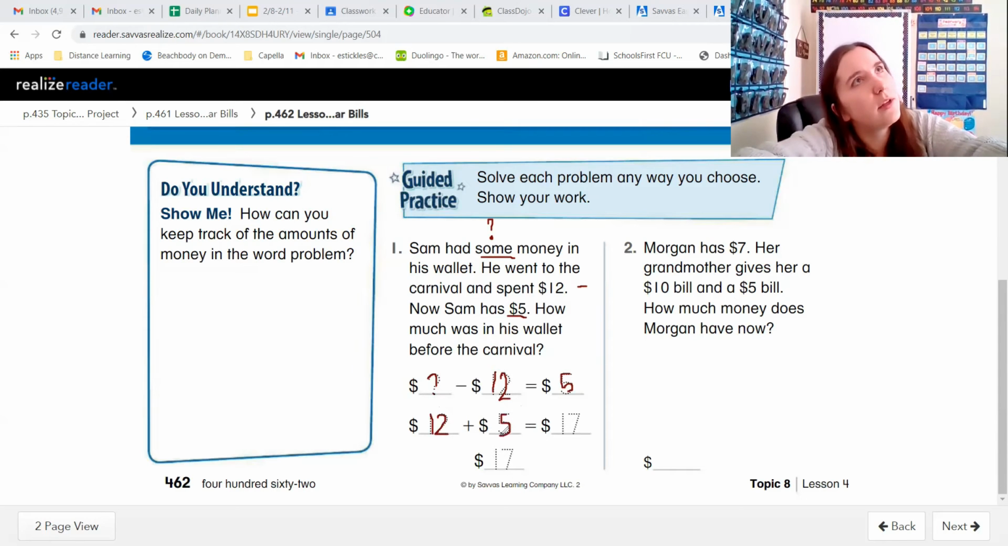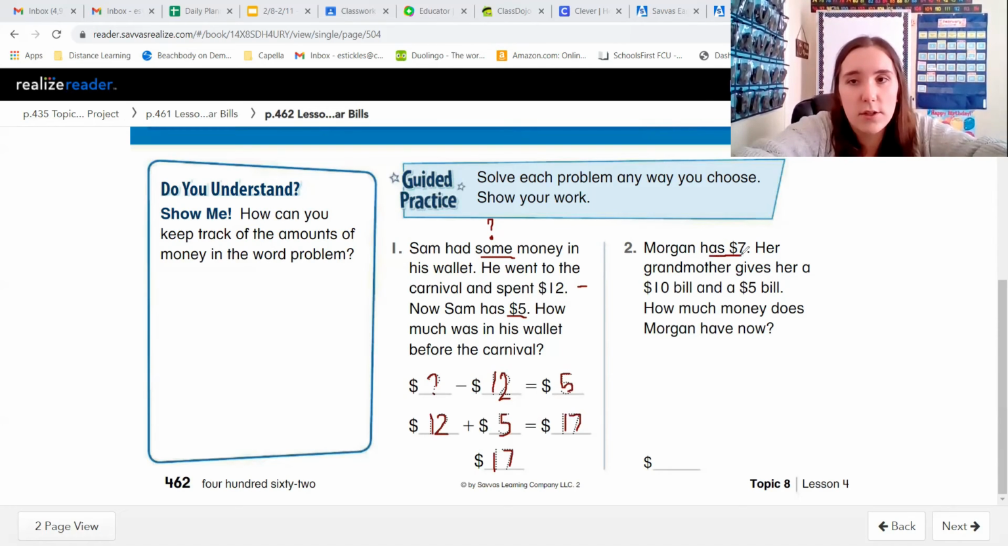And then let's think, what is 12 plus 5? 17, right? So he had $17 when he started. That is our answer. He starts with $17. He spent 12 of it, which means he only had 5 left. Let's look at number 2.